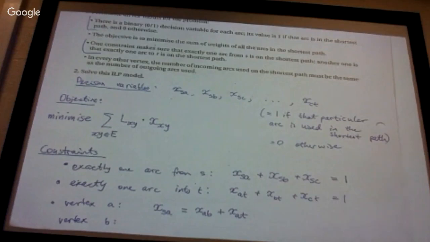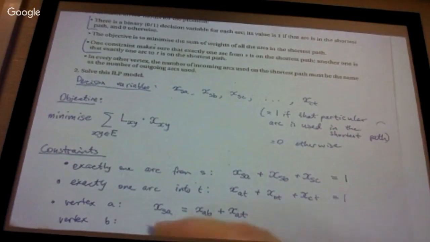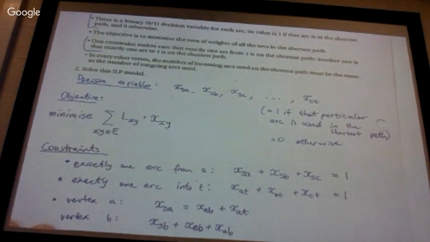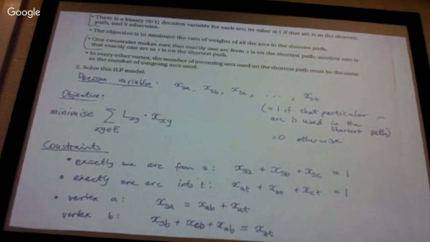So for B, you have 3 things coming in from S, A, and C. SB, C, sorry, no, what am I doing? CB and AB. So all the things that go into B. And all the things that leave B, and there's only one.